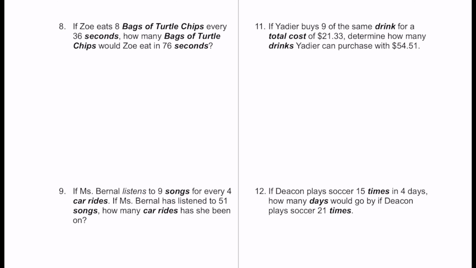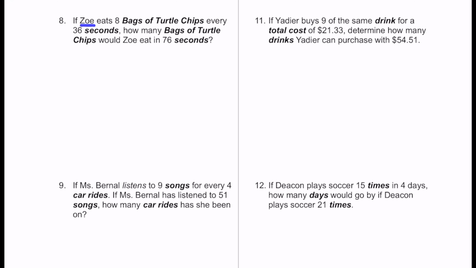For number 8, let's see what's going on here. It looks like Zoe is going to be eating 8 bags of turtle chips every 36 seconds. If that's the case, how many of these bags of turtle chips would she eat if 76 seconds go by? Now when setting this one up, I'm going to put seconds on top and chips on bottom. I think it's going to be a little bit more useful to imagine how long it'll take to eat one of these bags, as opposed to seeing how much of a bag you can eat in 1 second, but they're both going to be okay technically for solving for this.